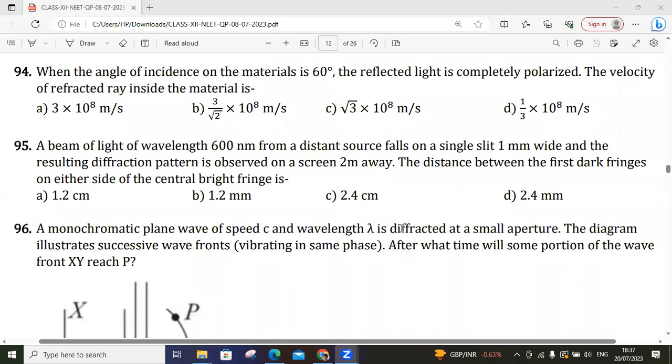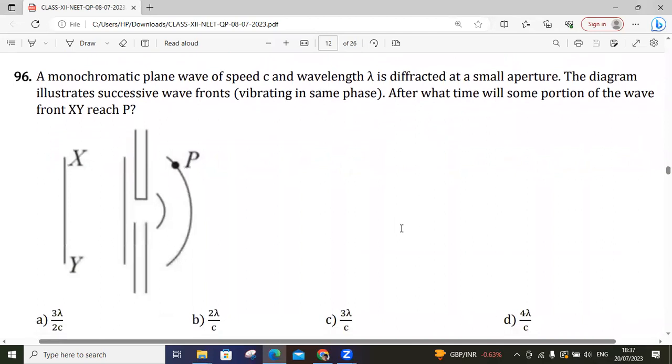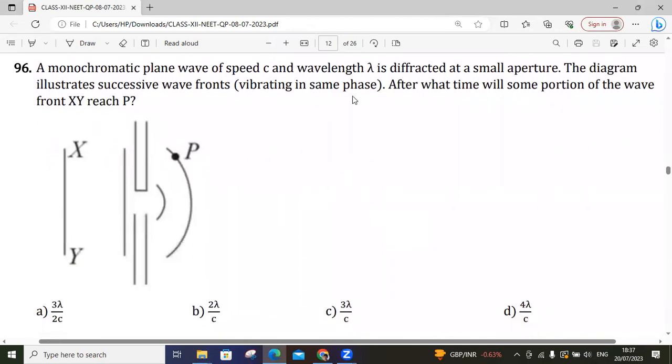The 96th problem, this is a good problem. A monochromatic plane wave of speed c and wavelength lambda is diffracted at a small aperture like this. Okay, here diffraction is happening. The diagram illustrates successive wavefronts vibrating in the same phase.